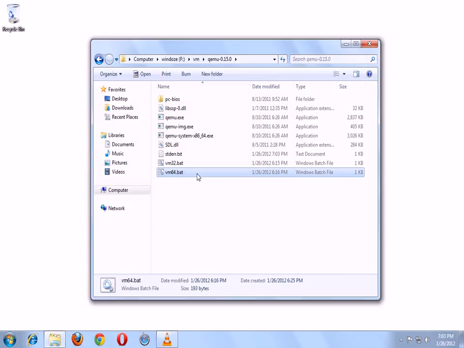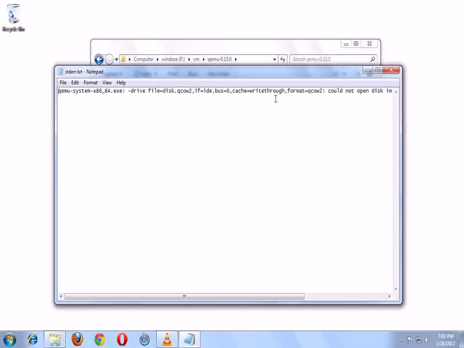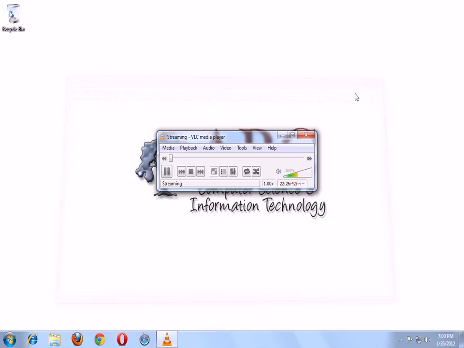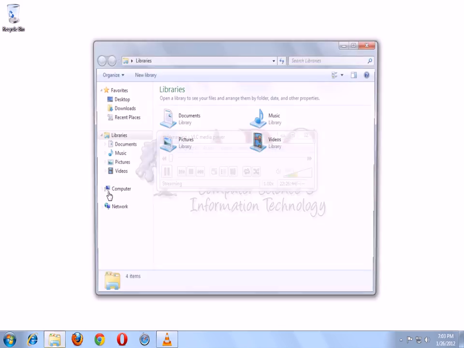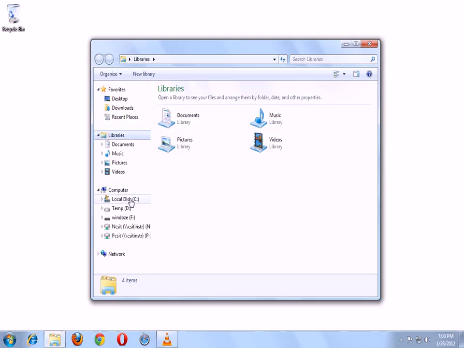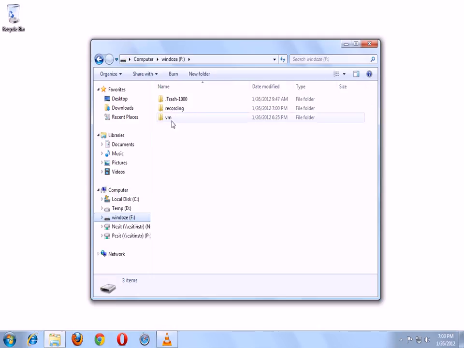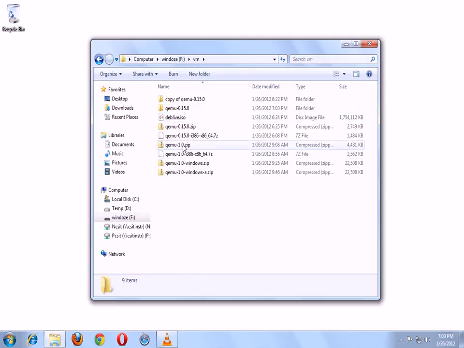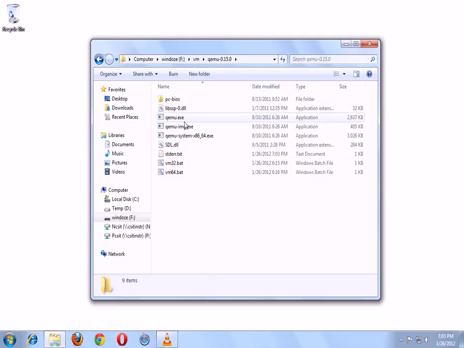Alrighty. That didn't go well. Okay, what is the problem? Could not open disk qcow2. Okay, so let's take a look again. Nope. Wrong folder. All right. Where's my qcow2? Oh, it's missing. No wonder why.